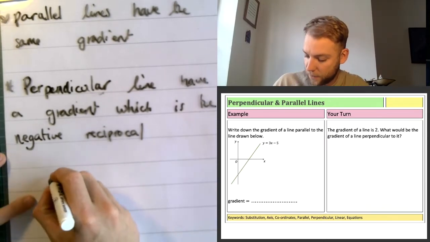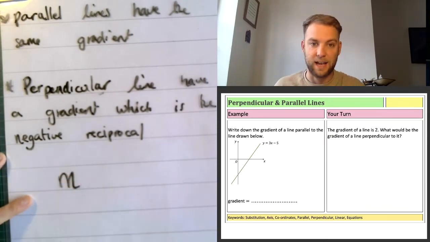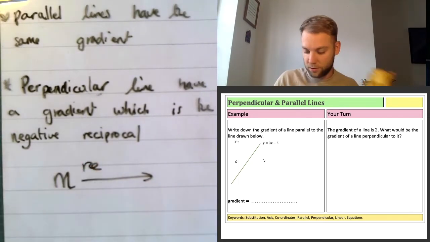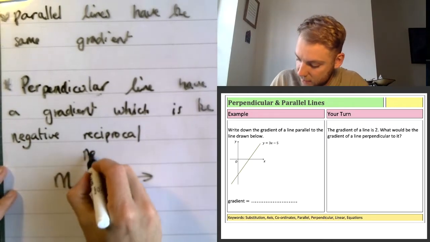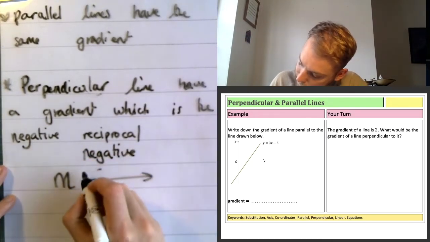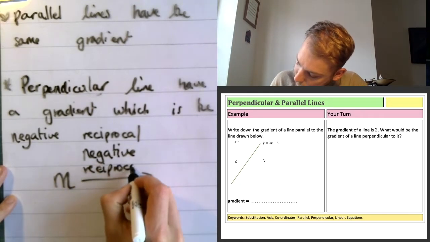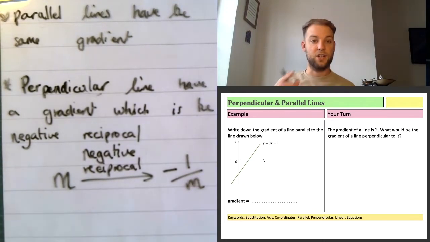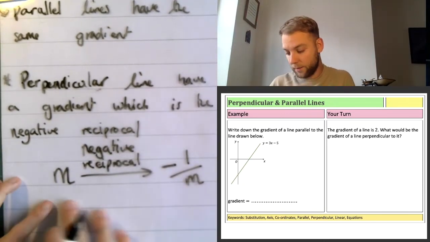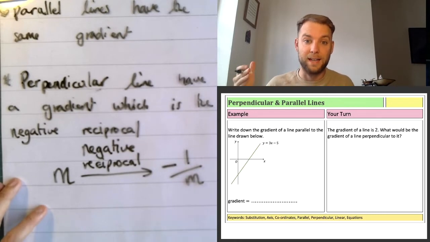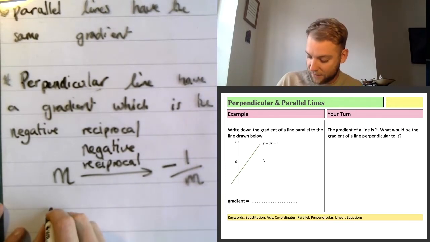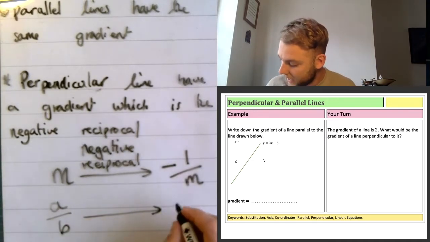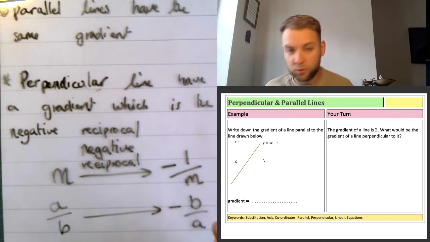So if I have a gradient of m, let's say, then the reciprocal of this, sorry, I should say the negative reciprocal, shouldn't I? The negative reciprocal of this is equal to negative 1 over m. Okay, so the negative reciprocal of m is minus 1 over m. If I have a gradient of a over b, the negative reciprocal of this one is negative b over a. And we'll talk about that a little bit later.